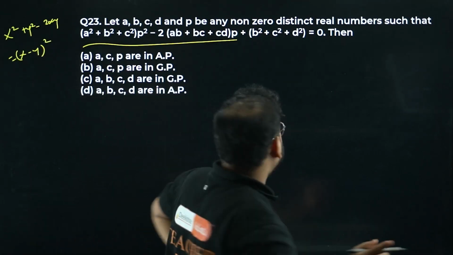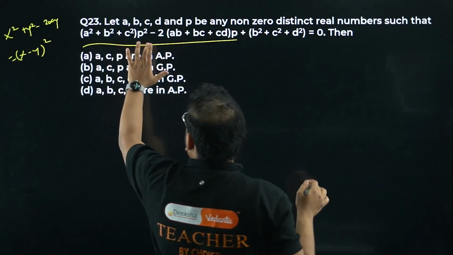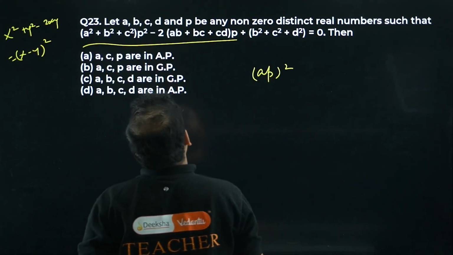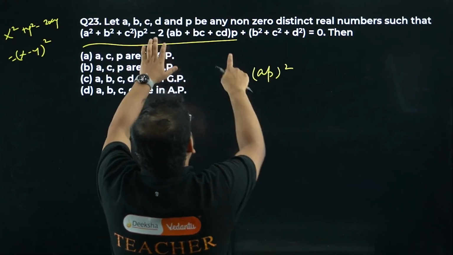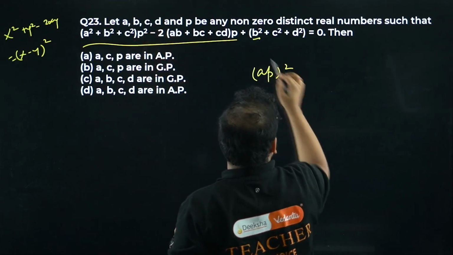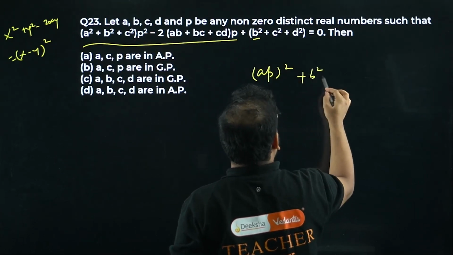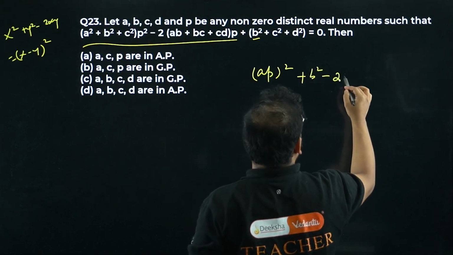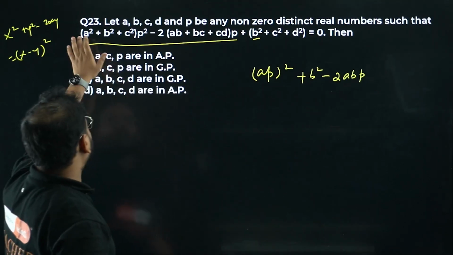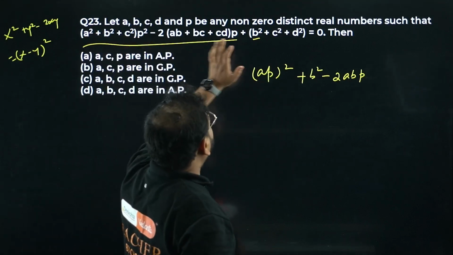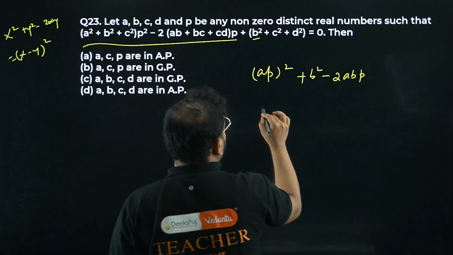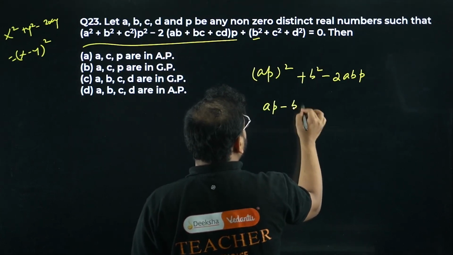So I'm going to identify what x and y are in the first case. I have a square p square, so ap the whole square is one of the terms. Now I want ap with what? I have ap with b. So I'll take this b square together, and right here minus 2ABP. I had a square p square from here, b square from there, and 2ABP. This will become AP minus B the whole square.